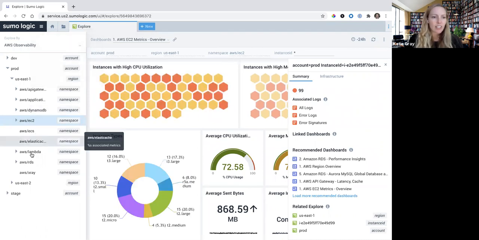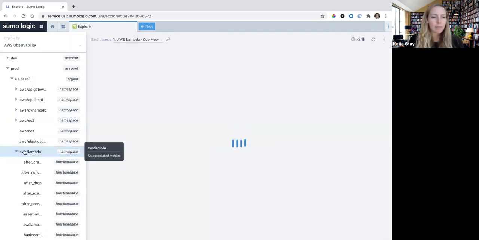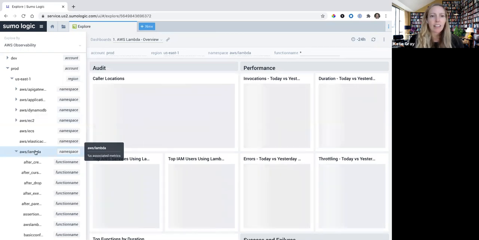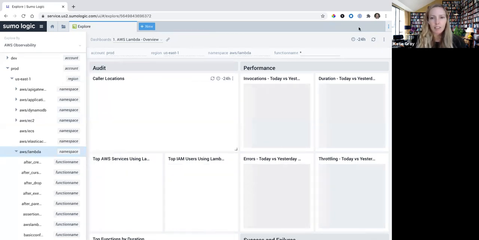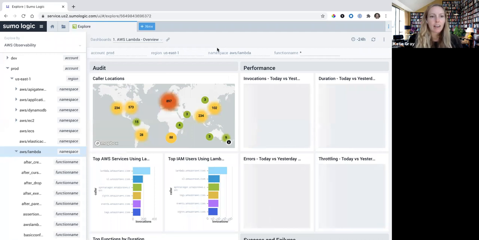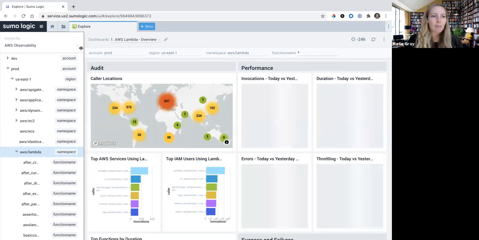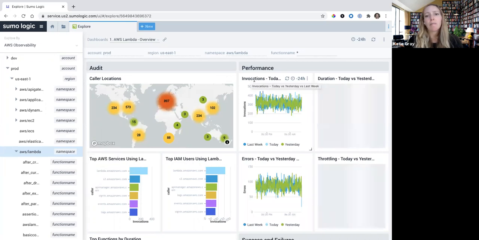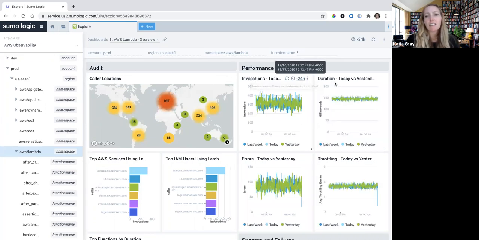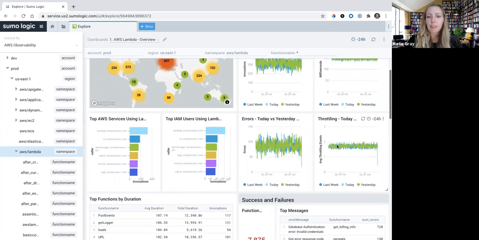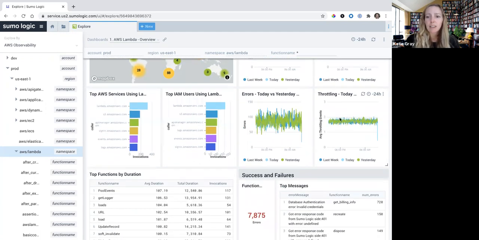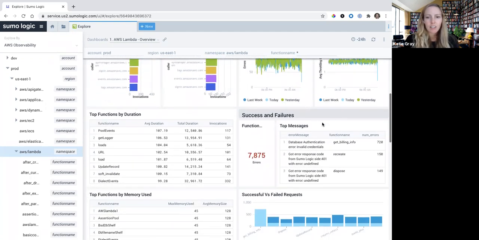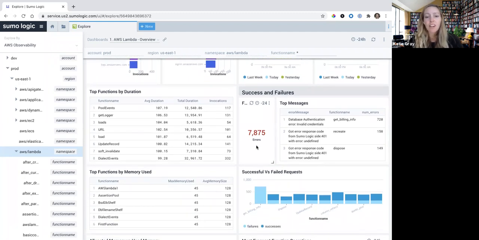Okay, let's look at a different type of asset here. If we look at Lambda. So again, my overview of what's happening for my Lambda service is going to be now curated for what is useful to look at for Lambda. So top invocations today versus yesterday, any throttling that's happening. And we can also look at if there are any errors.